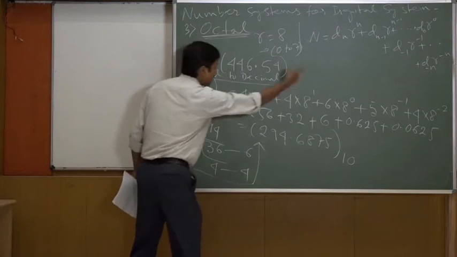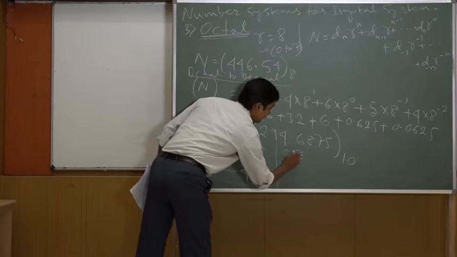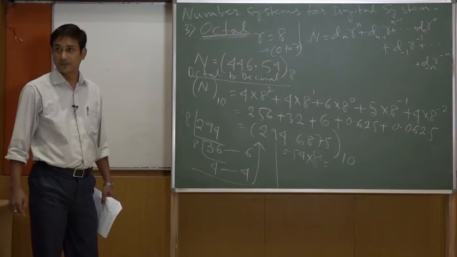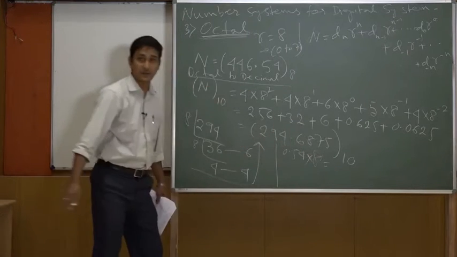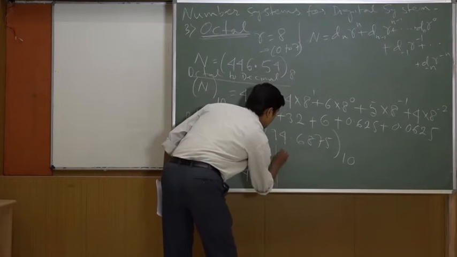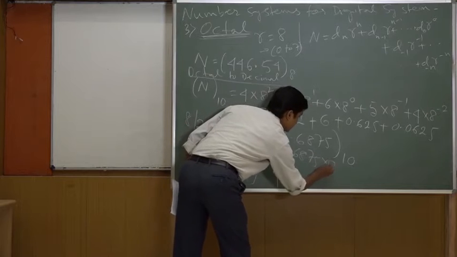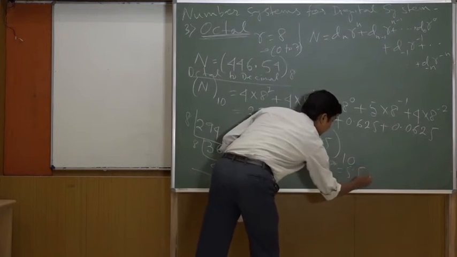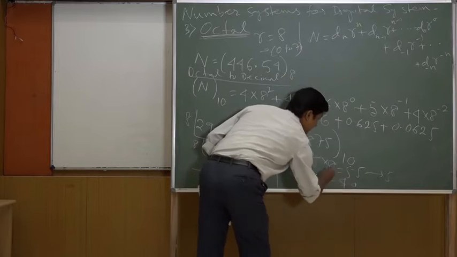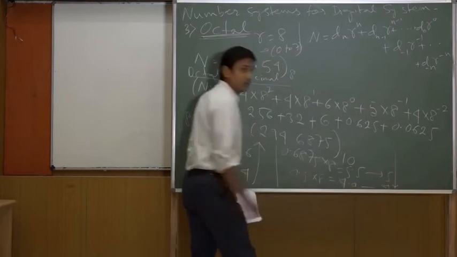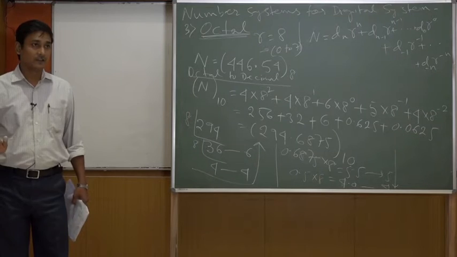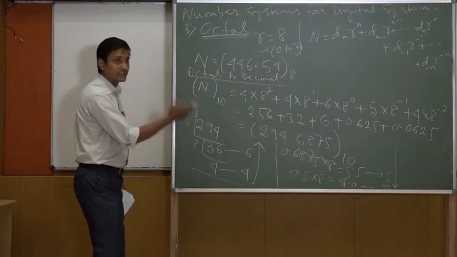Okay. Similarly, for after point, 0.6875 into 8, how much it is coming? 5.5, carry is gone, 5.5, 0.5 into 8 equals to 4.0, so it is 4. So, I have to go down 5.4. The same technique what we used. Okay. So, that way decimal to octal or octal to decimal conversion you do.